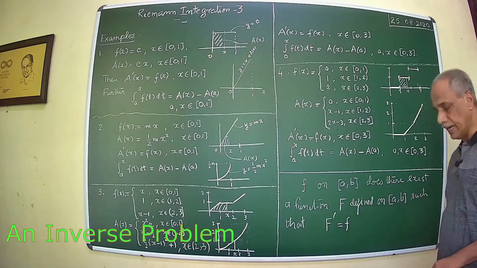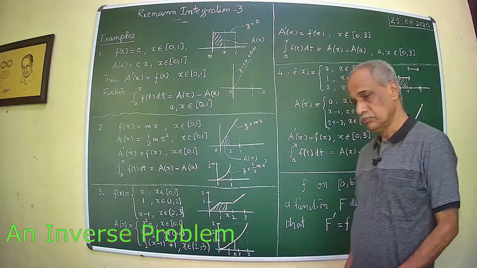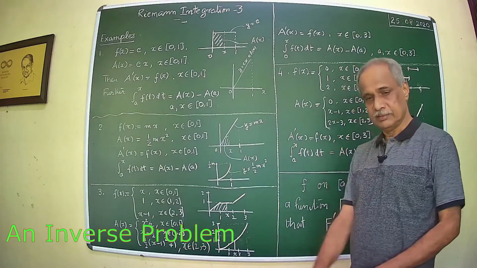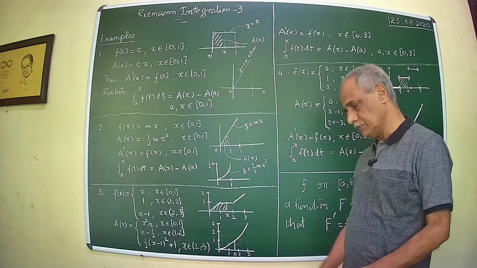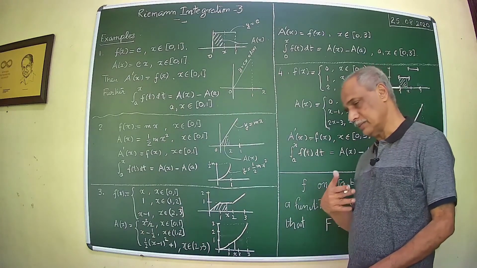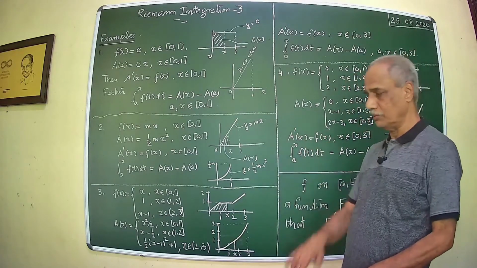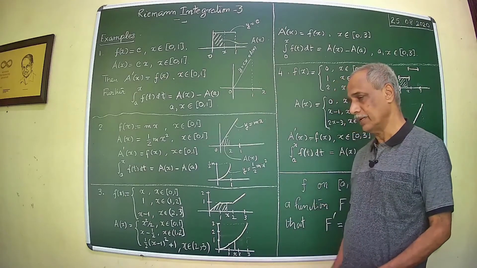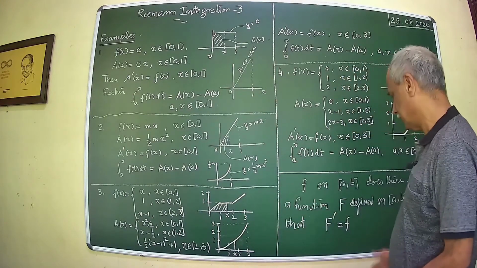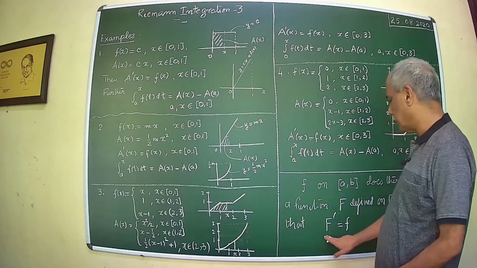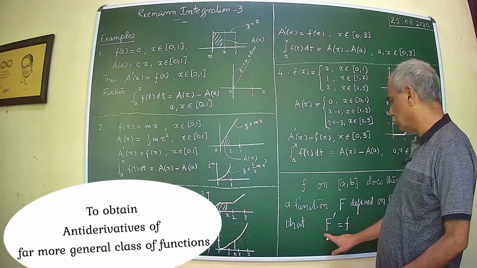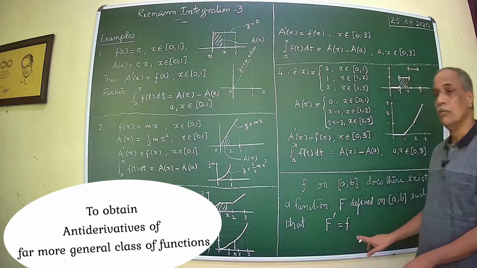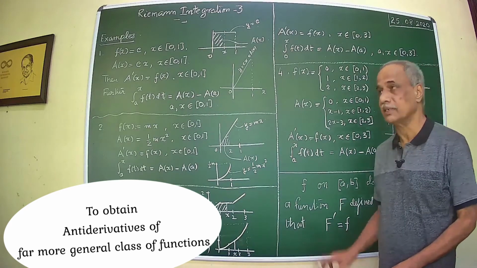This is actually an inverse problem, because given a function, at least for the case of elementary functions, we have methods of finding the derivative, and for elementary functions we have also called something antiderivative if the derivative of that function gives the given function. So that is the thing. So our problem now is to get the antiderivative in the case of a far more general class of functions.